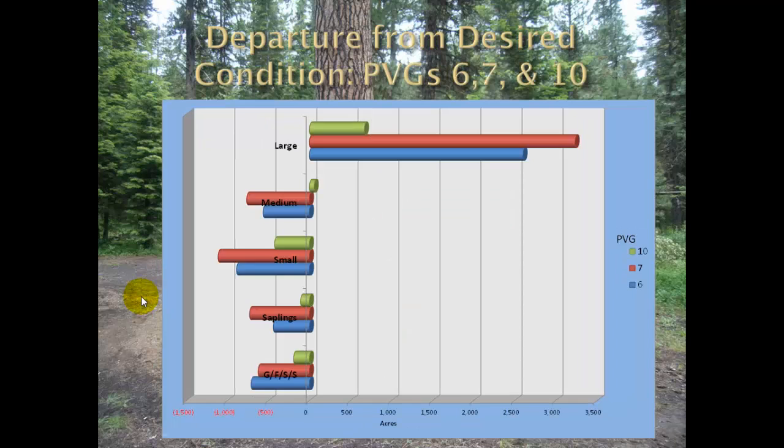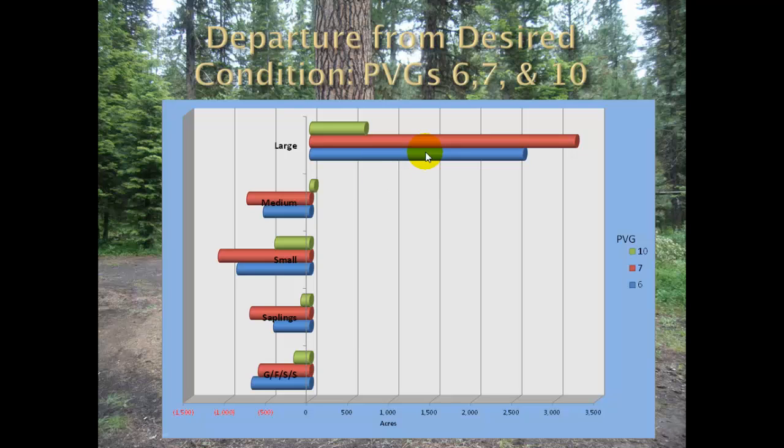The conditions for 6, 7, and 10 are a little bit different, and the appropriate treatments that have been discussed, particularly for 7 and 10, are also different than for PVGs 1, 2, and 5. PVG 6 is kind of an unusual one, as we saw in Lost Creek, Boulder Creek, and discussed. PVG 6 really contains two different moisture conditions, two different fire regimes.